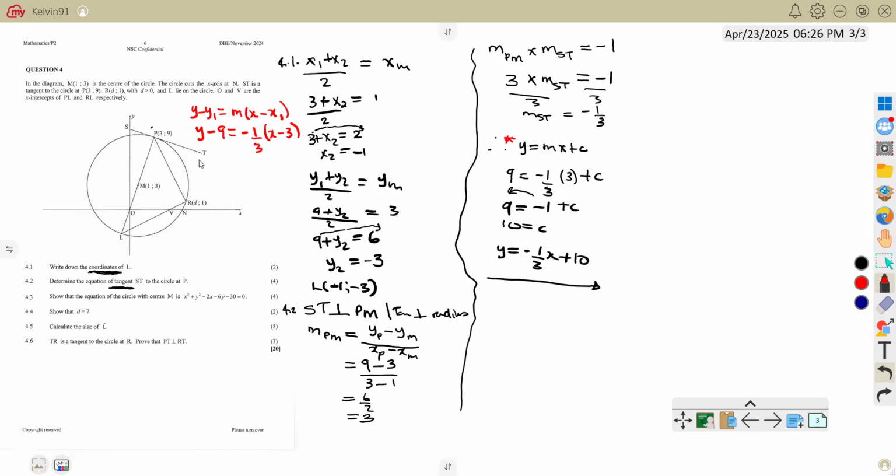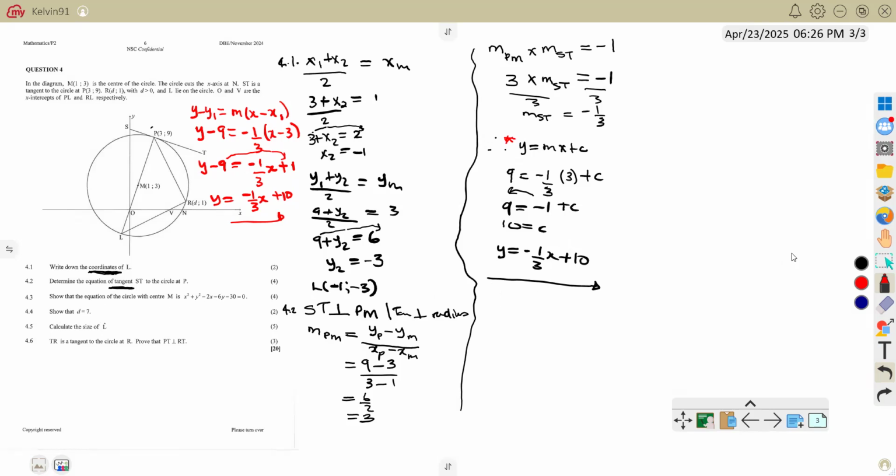Then we are left with y minus 9 equal to a negative 1 over 3 x, and a negative and a negative brings a positive 1. Then you just have to transpose the 9 to that side. So your y will be equal to a negative 3x plus 10 after taking the 1 to that side.